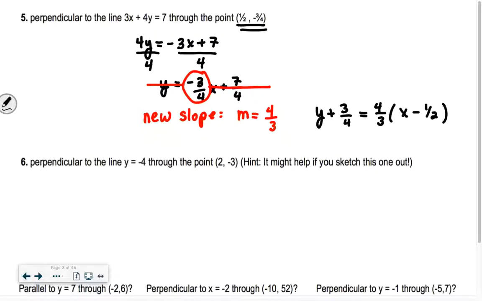Do you guys want to multiply it out and get it slope-intercept form? No, you guys should be like, no, no, no. Right? Stop there. We're done. So don't make things harder than they are.